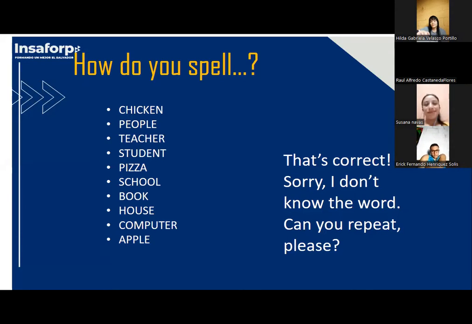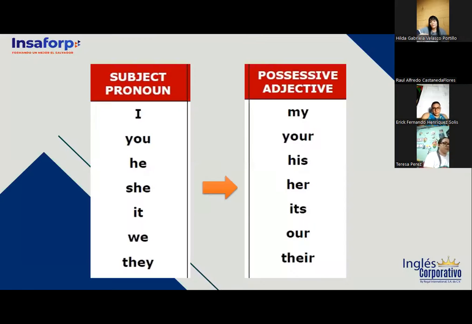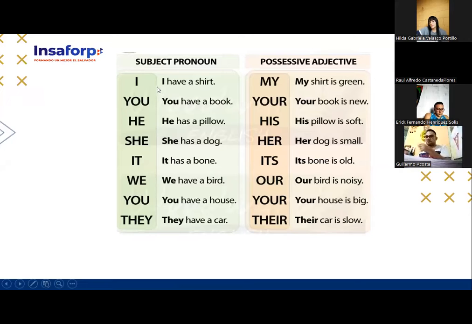So, good. Today, we are going to review the subject and possessive adjective. Ok. We know that we have the subject and the possessive. Los possessive adjectives nos indican o nos ayudan a indicar de quién es algo, ¿verdad? Por ejemplo, my significa me, your, tú, his, su, de él, her, de ella, its, de eso, o de esto, our, nuestro, their, de ellos. Entonces, veamos ejemplos.